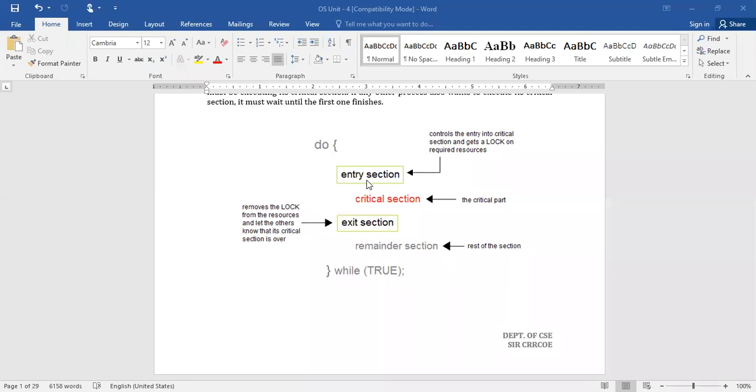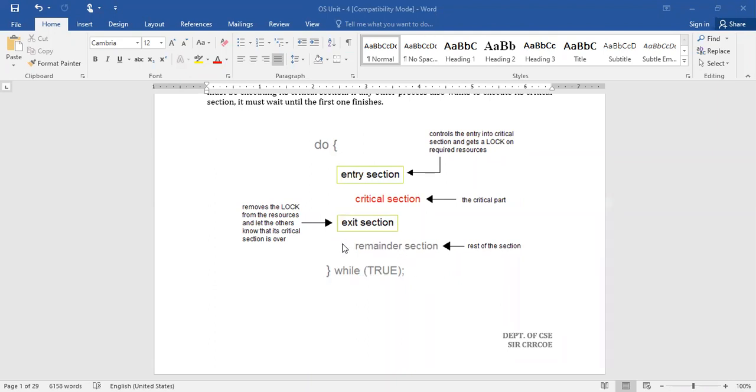Okay, so when I get access, I will enter into the critical section and access all my resources, whatever the operations I want to do. And after that, once my operation is completed, I'll exit from it. Exit section means I just release the lock, whatever lock I obtained. Then I continue with the remaining parts of my execution.